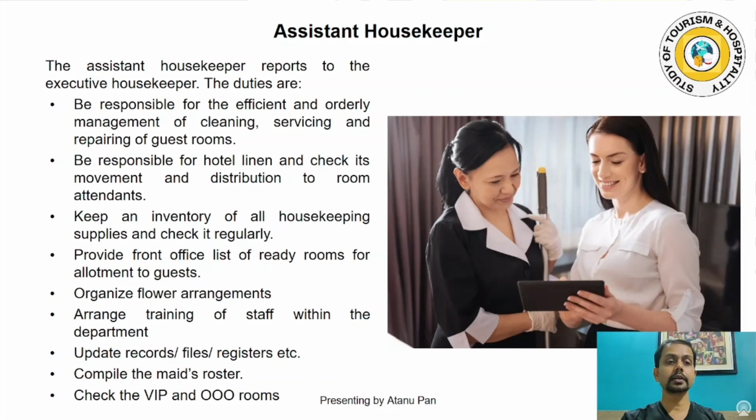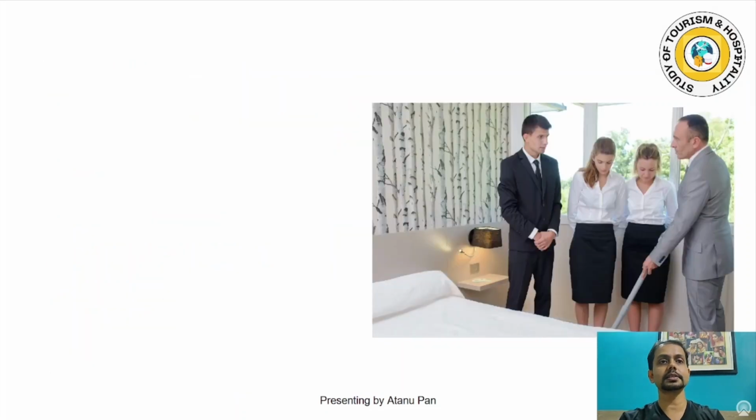All right, and triple O means out of order. Out of order means where there was maintenance work. Okay, the maintenance has done some work there. So whether the work is done properly by the maintenance or not, those things are checked by the assistant housekeeper. And after that, the rooms are allotted to the room attendants, so that they can clean and the rooms can be sold to the guest by the front office. All right, that's all about the assistant housekeeper.